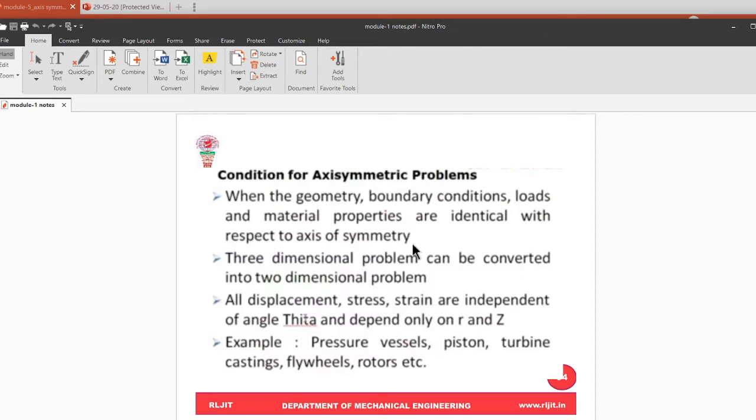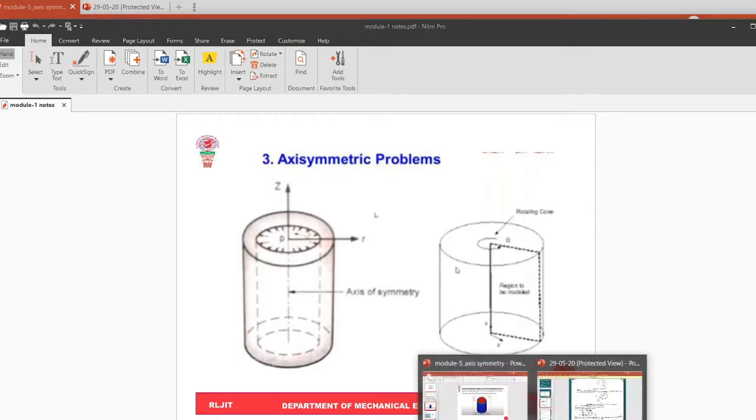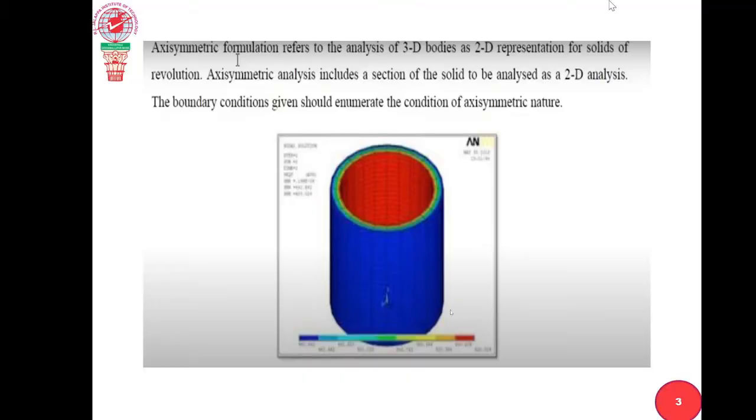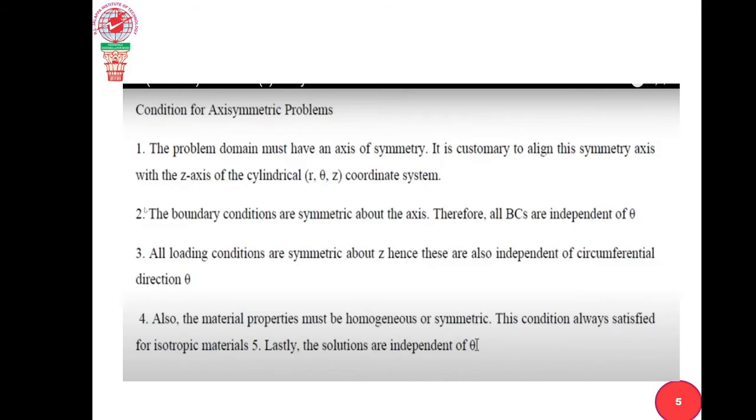So this is the topic we discussed there. Now this whole model number 5 is dedicated to axisymmetric elements only. Axisymmetric elements refer to 3D bodies with a 2D representation, for solids of revolution. Axisymmetric analysis treats a section of the solid as a 2D analysis. The boundary conditions should be symmetric in nature, axisymmetric in nature. That is very, very important.